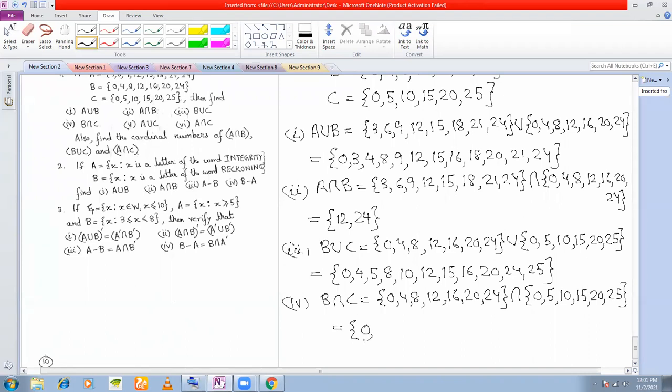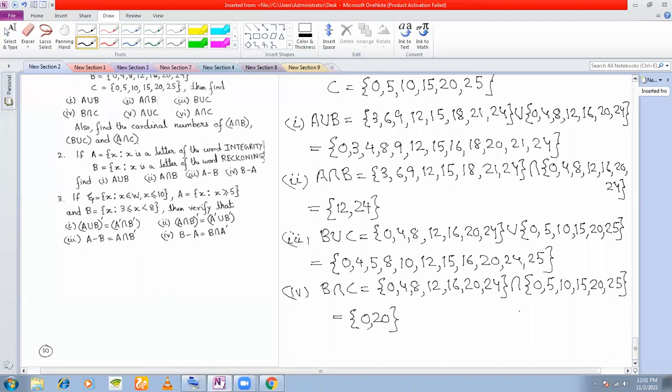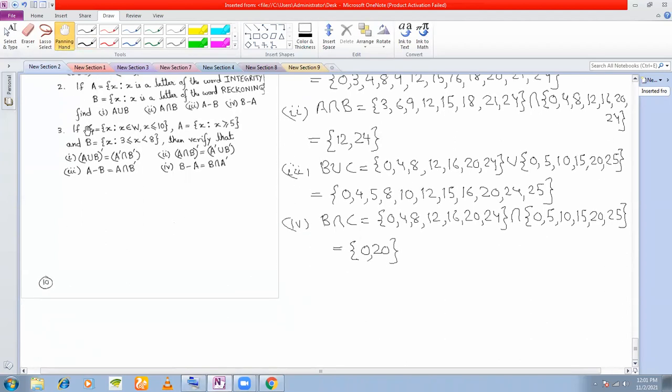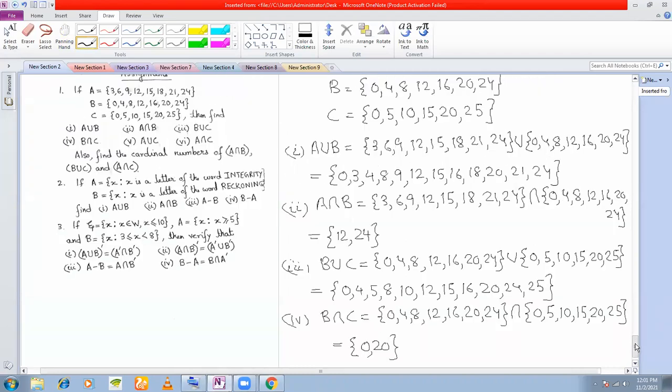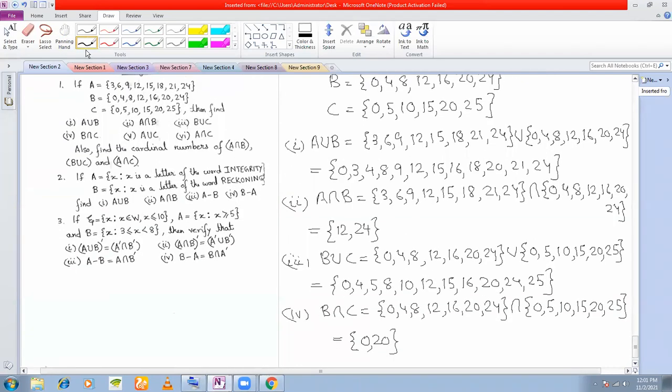0 is a common element. Then you have 20 as another common element, right? Only 0 and 20. So these two are the common elements. Any other element that you can see common between the two? Anyone? No, nothing is common between this. Okay. So we have found out B intersection C.